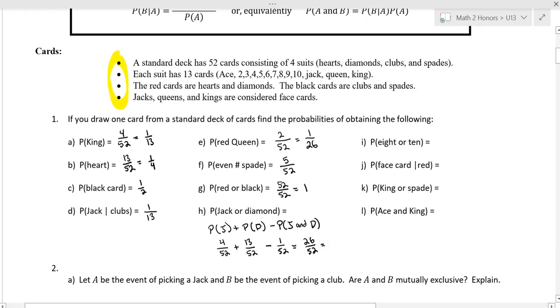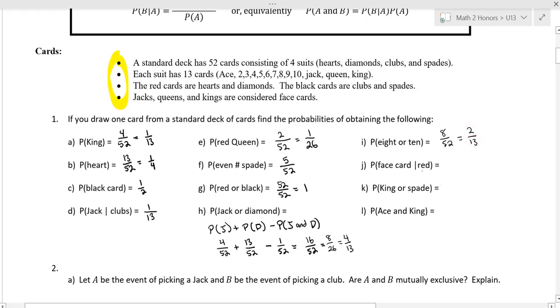Actually, I added wrong. Let me fix that. It should be 16 out of 52. And we can reduce that. Let's see, 8 out of 26. Keep cutting in half. 4 out of 13. 8 or a 10. Notice that those are mutually exclusive events. So I'm just going to count them up. I got 4 8s and 4 10s, so 8 out of 52. And which is going to be 2 out of 13.